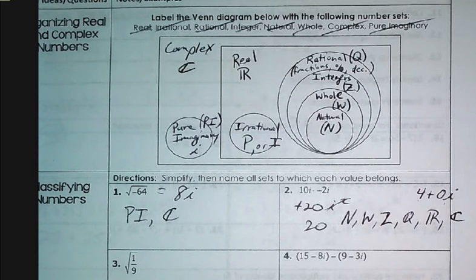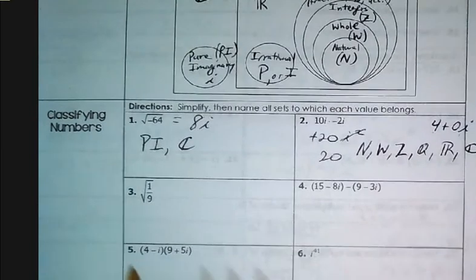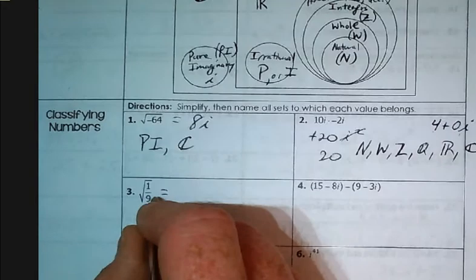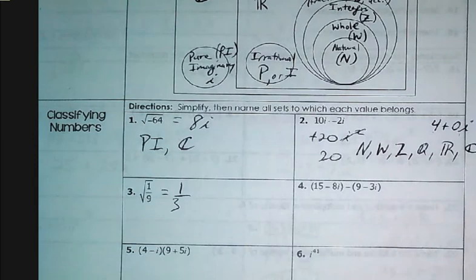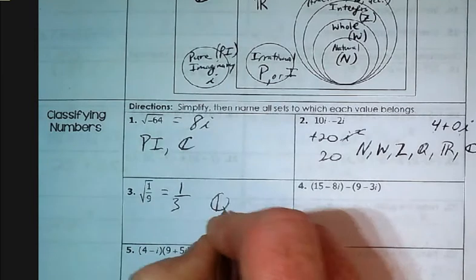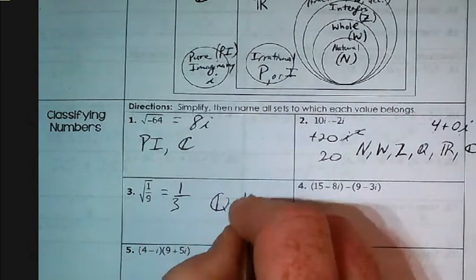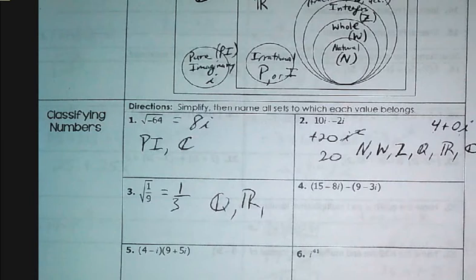All right, next. Square root of 1/9. Well, yeah, you can. What's square root of 1? What's square root of 9? 3, so 1/3. What type of number is this? It's rational. And what else? Real. And what else? Complex.